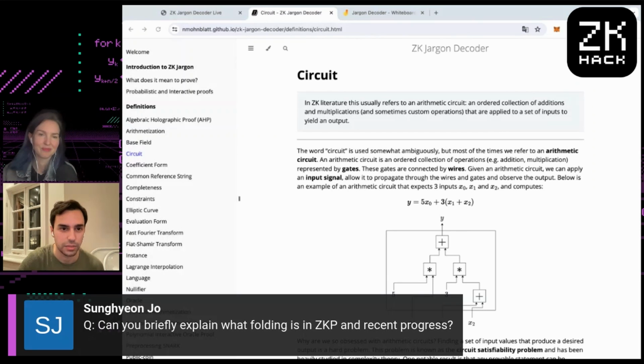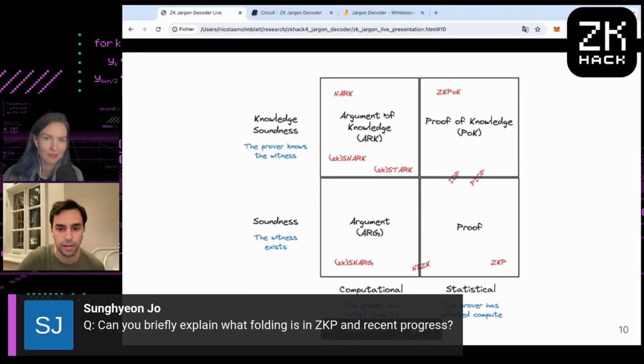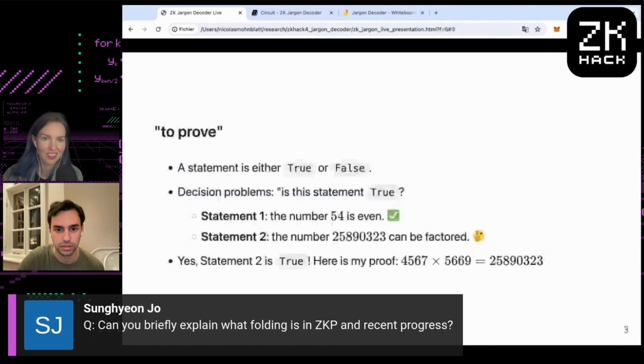Let me go back to our proof statement, statement 2. In this case, we had one instance, and the proof is one witness. Great. But what if we had, I don't know, 20 of these, can this thing be factored? And the verifier doesn't want to, every time it's given a witness, check the multiplication and see if it works. So how do we solve this, or how do we get more efficient? We fold. We take 2 instances, combine them into one new instance.